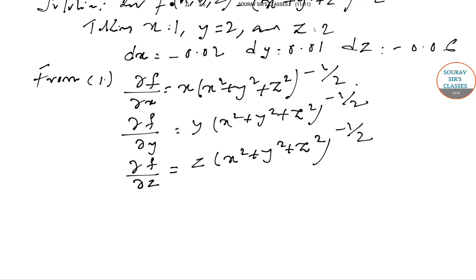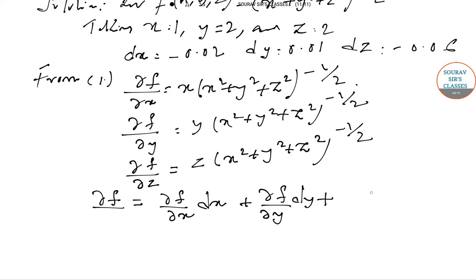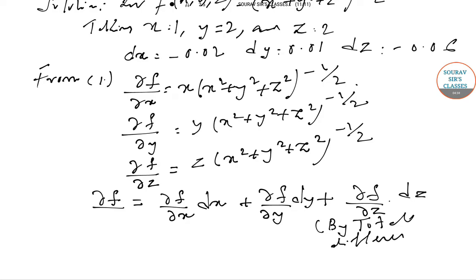So we have df is equal to df by dx dx, plus df by dy dy, and plus df by dz dz, by total differentiation.